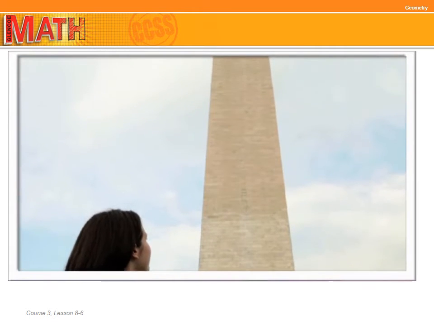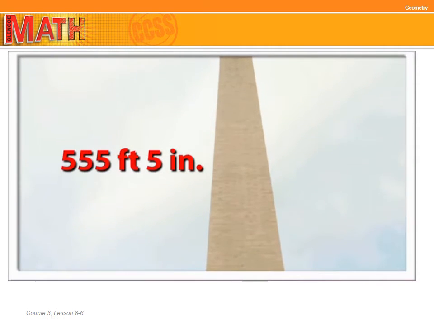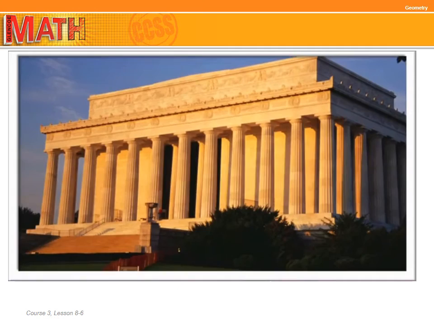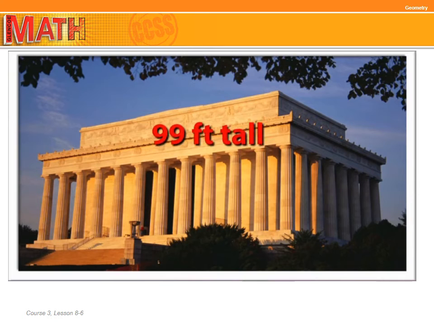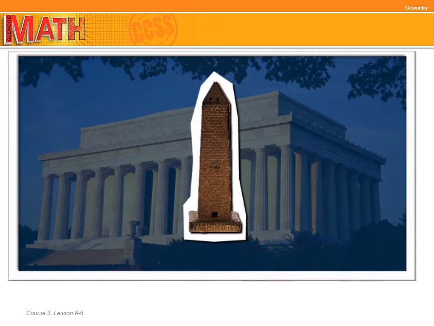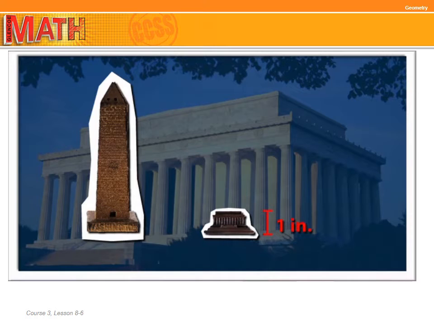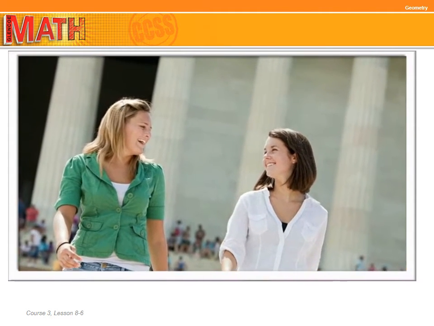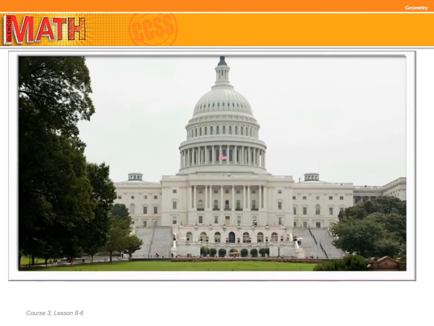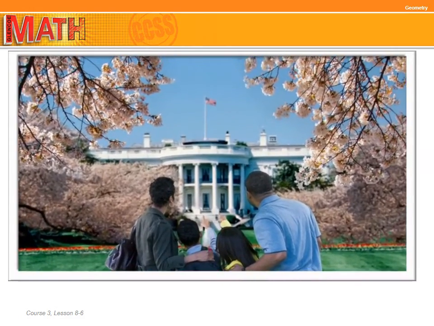In fact, at 555 feet 5 inches, the Washington Monument is the largest stone tower in the world. Compare that to the height of the Lincoln Memorial. The Lincoln Memorial is 99 feet tall. Using the same scale as my miniature Washington Monument, a souvenir of the Lincoln Memorial would only be a little over 1 inch. Could we figure out how the volumes of the souvenirs and the real monuments are related? In this lesson, learn the relationship between scale factor, volume, and surface area of similar solids.